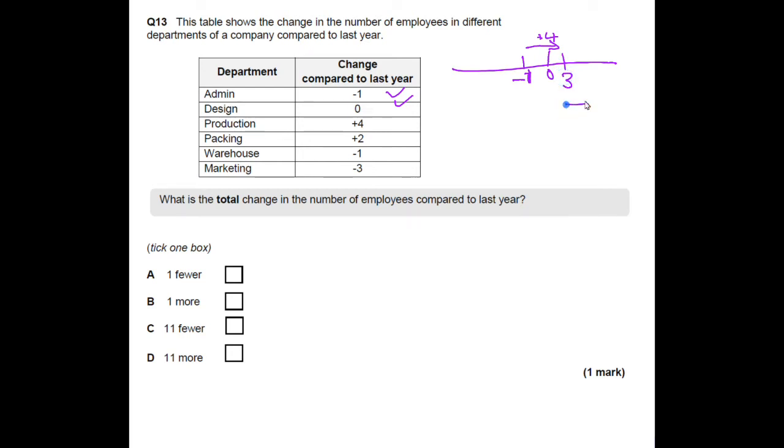Then we're going to increase it by 2 for packing, so we end up at positive 5. We're going to reduce 1 by the warehouse, so we end up at 4, and then we're going to subtract another 3 because of marketing, which takes us to 1. So our answer is 1 more, which is B. So tick box B for 1 mark.